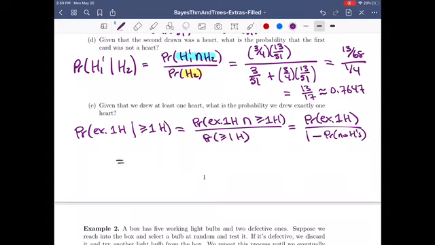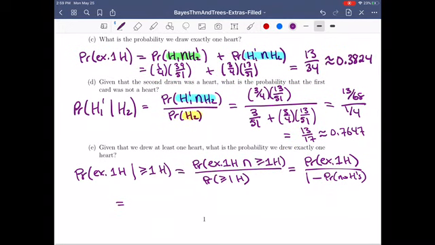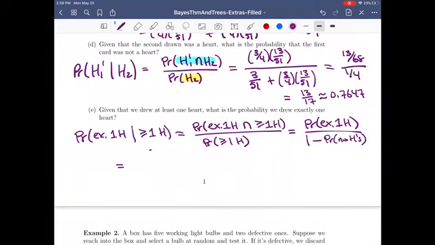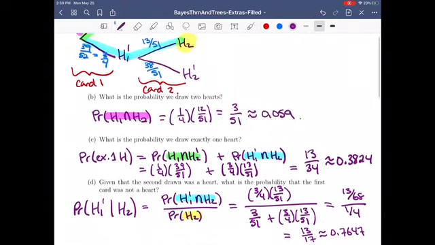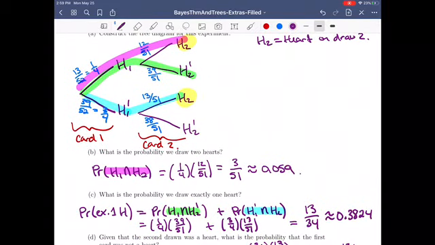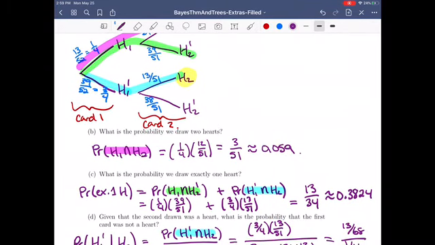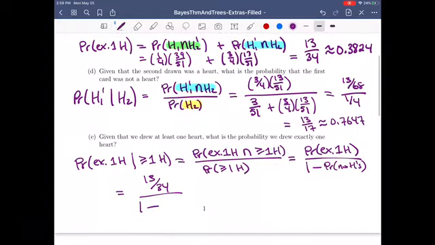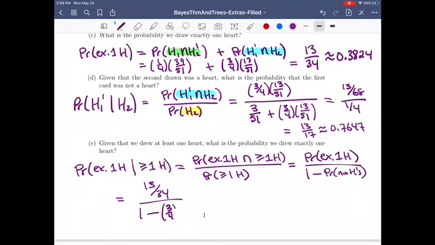So exactly one heart we already did, so we know the top is 13 over 34. And the bottom is going to be 1 minus no hearts. And no hearts is the only path we haven't done yet. So it's this bottom one, H1 complement intersect H2 complement. So 3/4 times 38 over 51. And if you simplify that, you should get 13 over 15, which is approximately 0.8667.